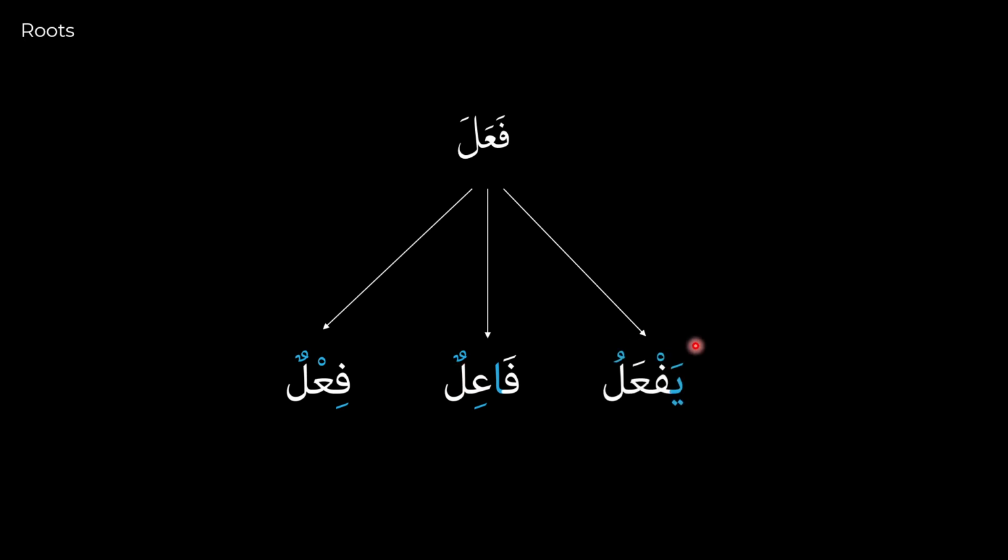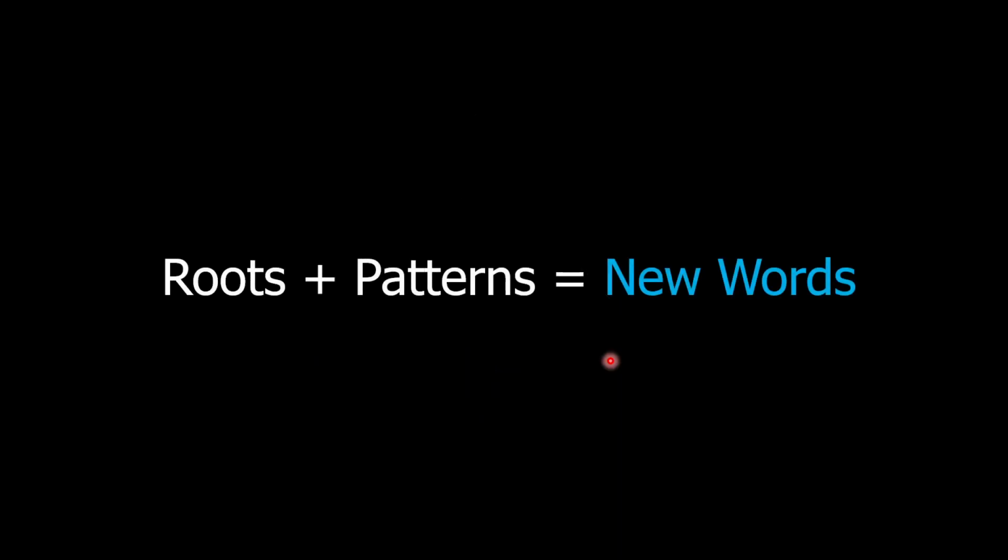And if we have a prefix ya, and then on the fa we put a sukun, and on the lam we put a dhamma, we once again produce another word. From a single root, you can produce hundreds of words. It's quite remarkable. So what does this process really look like?